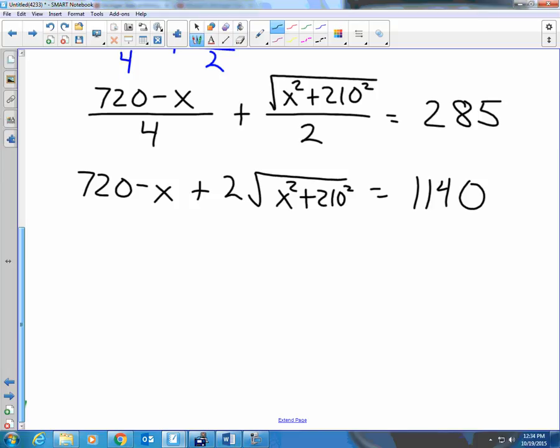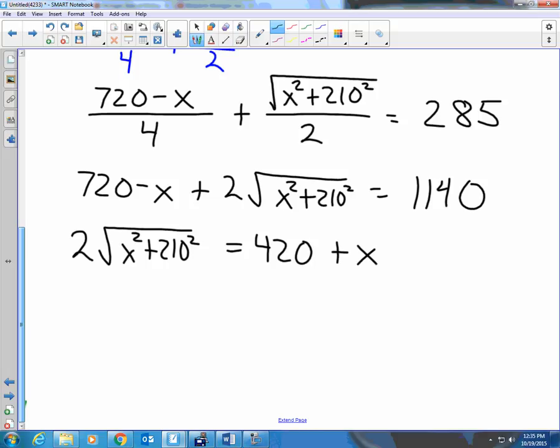Square both sides. Before I square both sides, what should I do? Yeah, I got to get 720 over there, and I should get the x over there, right? So I have 2 roots of x squared plus 210 squared equals, what's 1140 minus 720? 420. And then add the x plus x. Now what? Square.